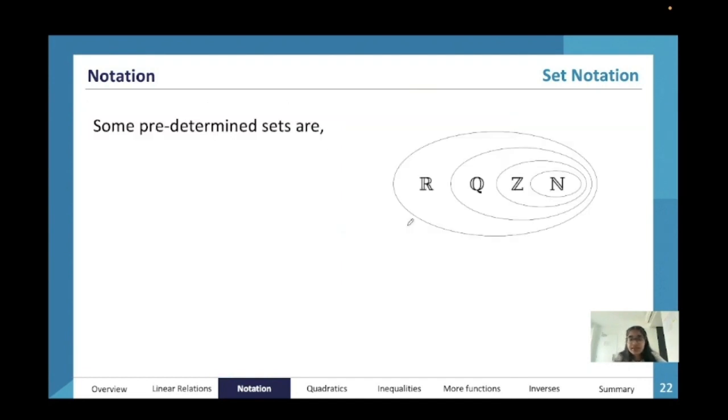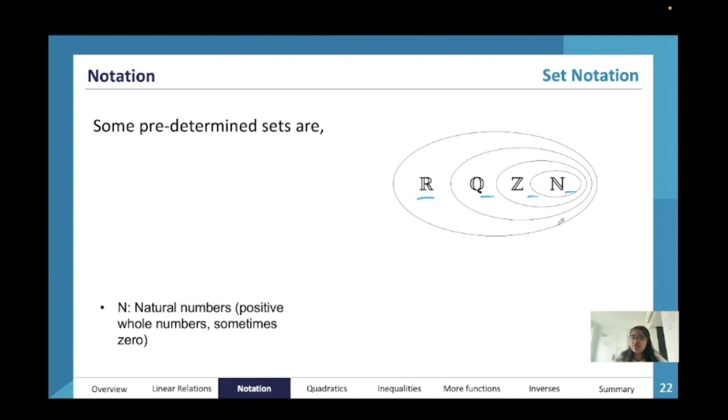There are some sets that are already predetermined. What that means is they occur quite commonly, and it just makes sense to assign them a letter to determine what they mean. For example, we've got N, which is natural numbers. That's probably the smallest set out of all of these. Natural numbers are your positive whole numbers. It's sometimes 0. Again, it's a bit of a gray area whether it includes 0 or not.